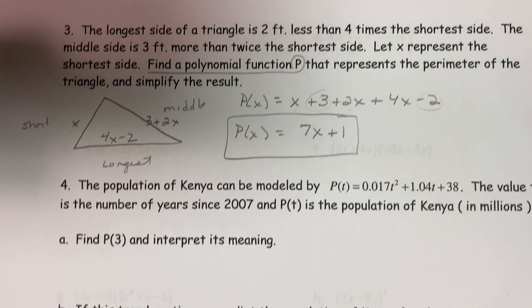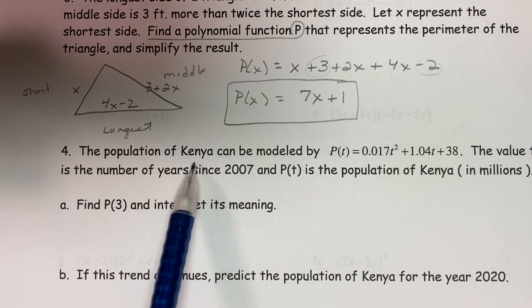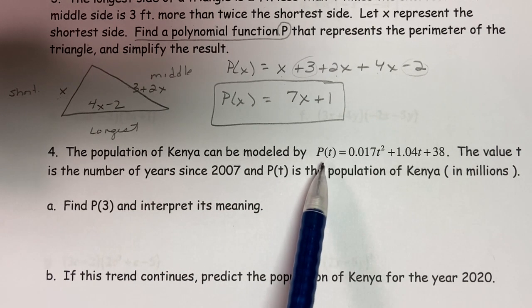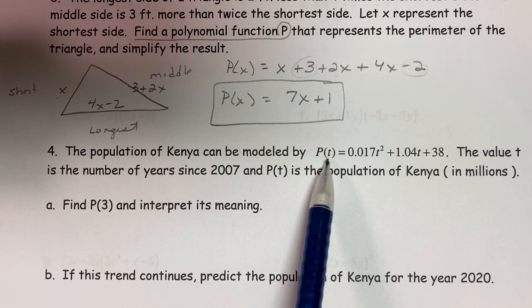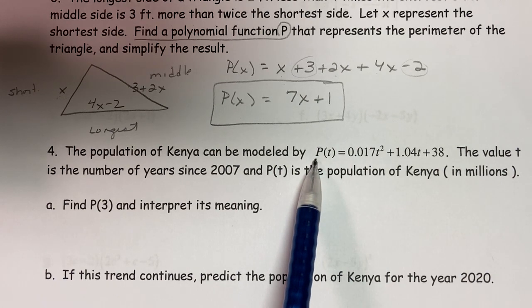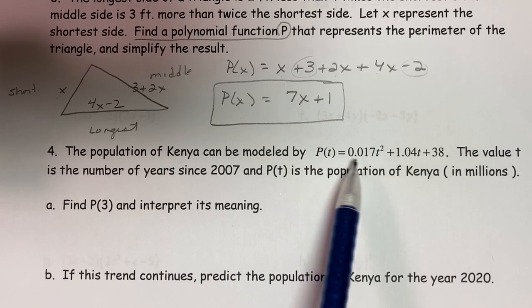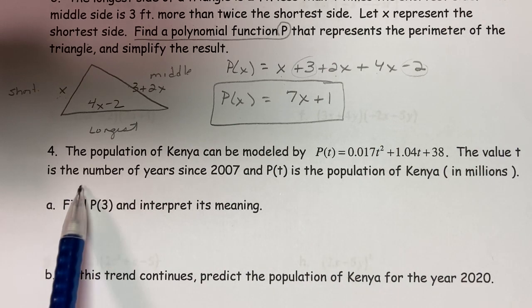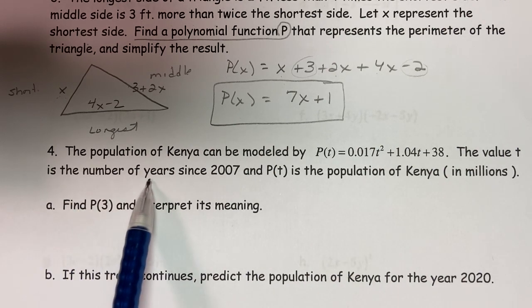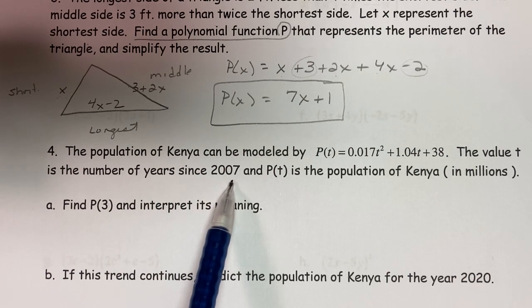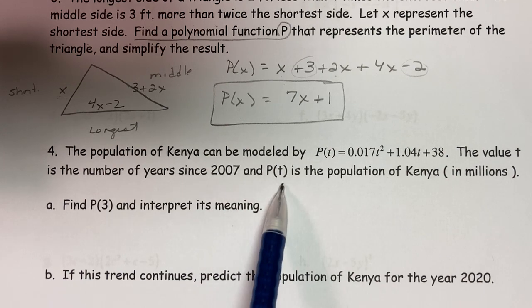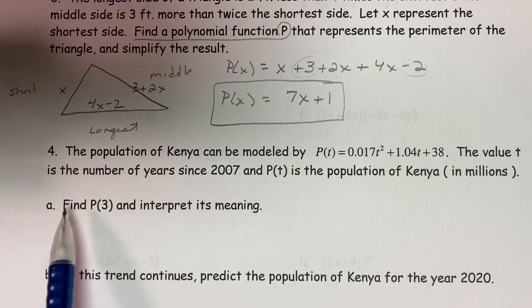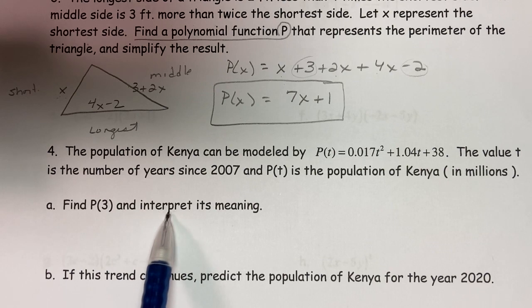All right, this is the one we're going to use our calculator, I believe. So it says the population of Kenya can be modeled by this P of t. Notice it's a P function, probably stands for population, and t means they're using the variable t. The value t is the number of years since 2007. So in other words, t is going to be like a time. And P of t is the population of Kenya in millions. Find P of 3 and interpret its meaning.